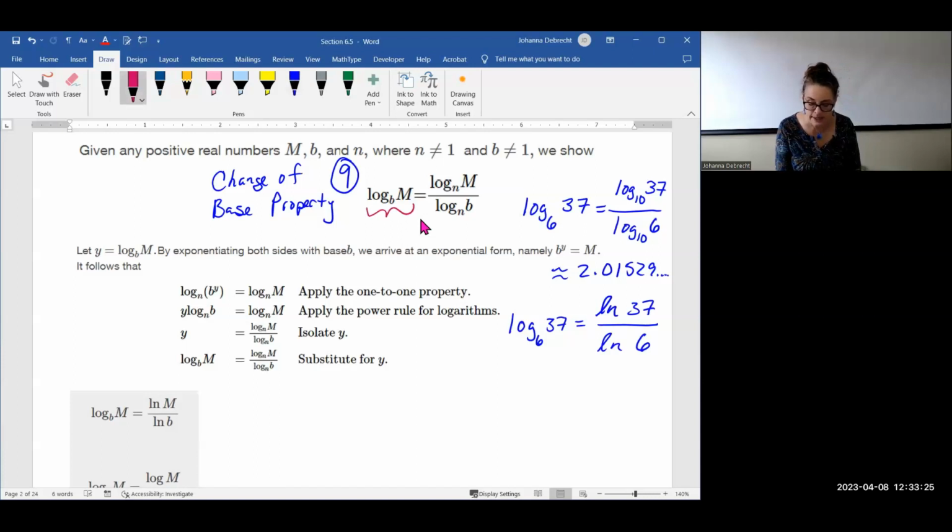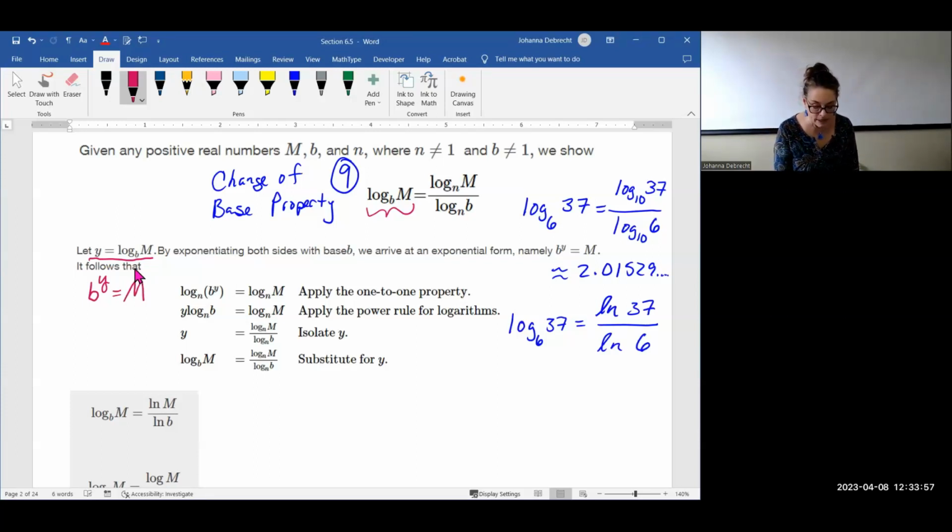This says b to some power is equal to the answer m. So I'm just going to let it be y. So y is equal to the log base b of m, right? So I have this expression here. And then I'm going to do something which is called exponentiating both sides. So I'm going to rewrite this in its exponential form. So I have base b to the y power equals uppercase M. So then I have that property right there.